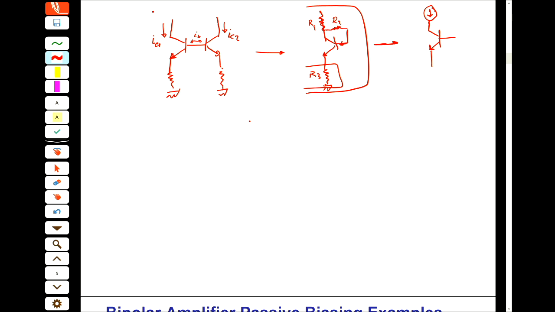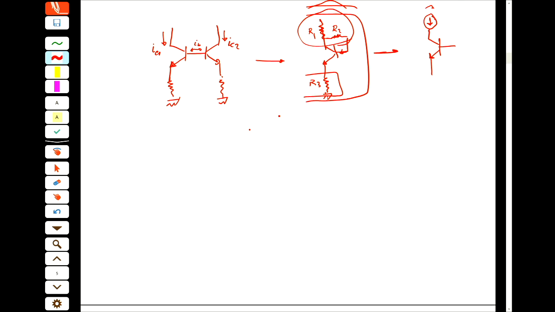Yeah, actually this part is the current source. We can say that this is the current source. It's acting as a current source. Yep, like here.